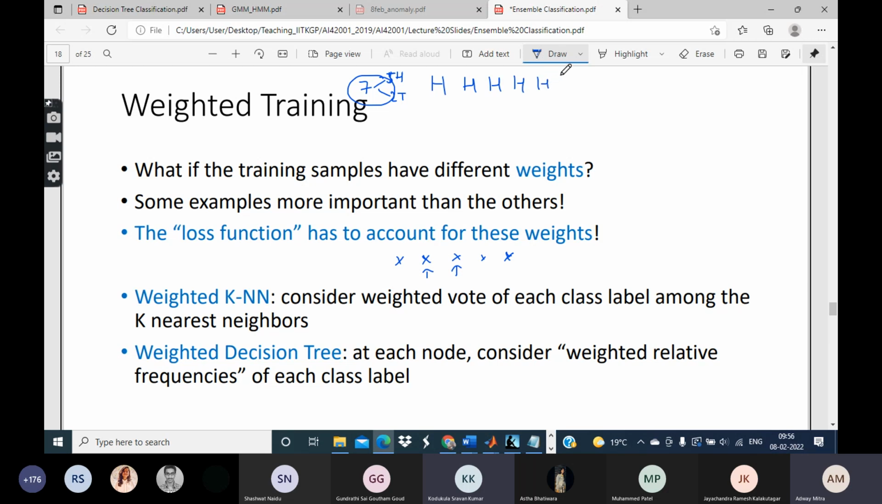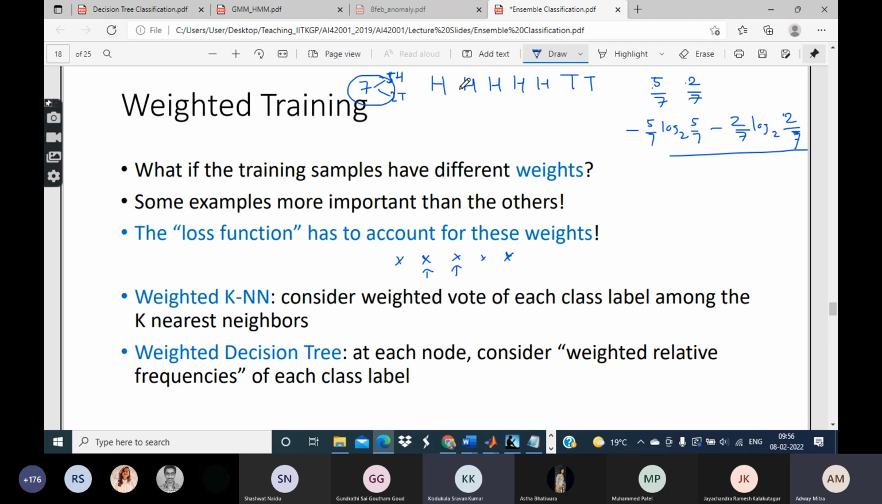H and T. If you have to compute the entropy in this case, obviously there are two classes, 5/7 and 2/7. So the entropy you will get is minus 5/7 log2 5/7 minus 2/7 log2 2/7. Fine.